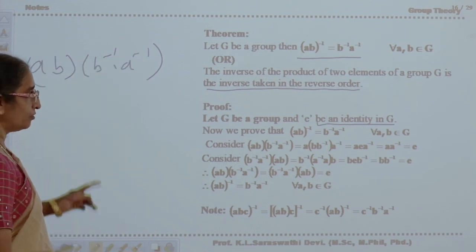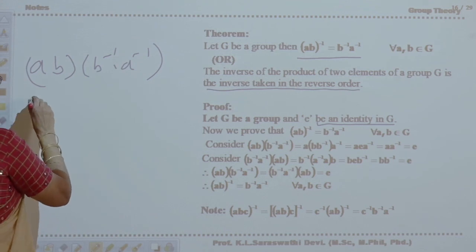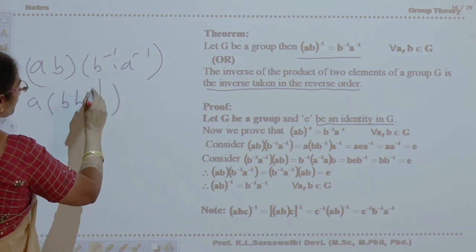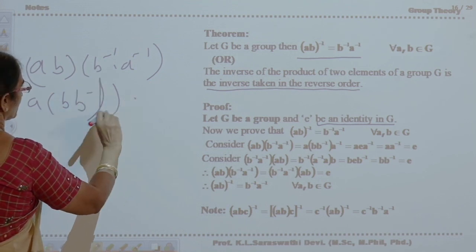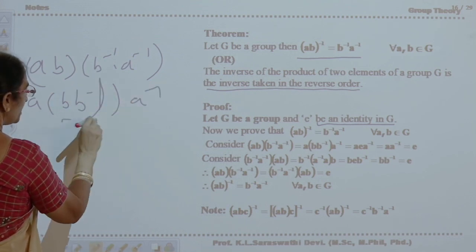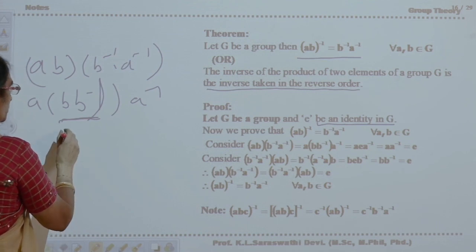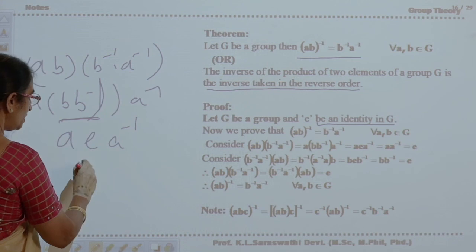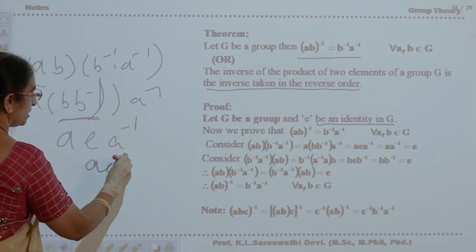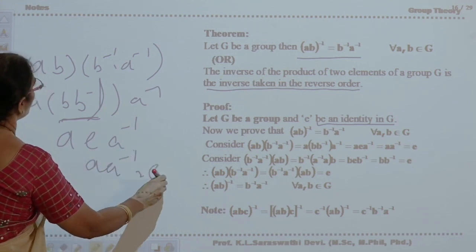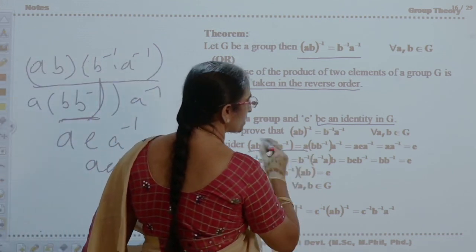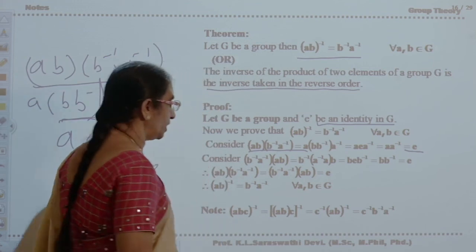Okay. Now this you can write A into B B inverse into A inverse. Is it or not? But B B inverse is equal to E. So A E A inverse. But A E is A. So this is A A inverse. This is equal to E. Is it? AB into B inverse A inverse is becoming equal to E.